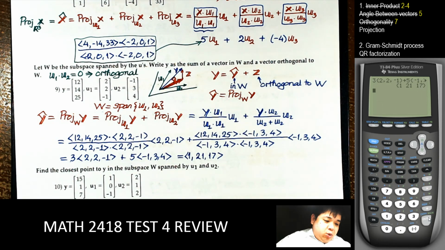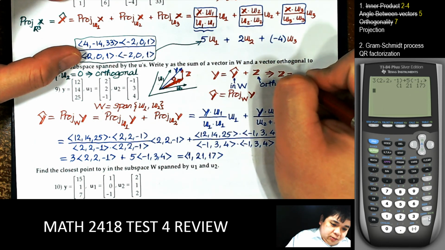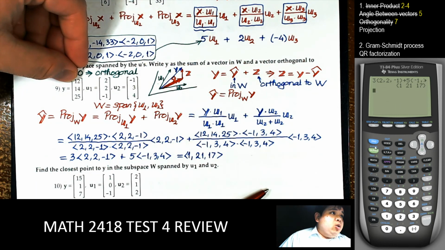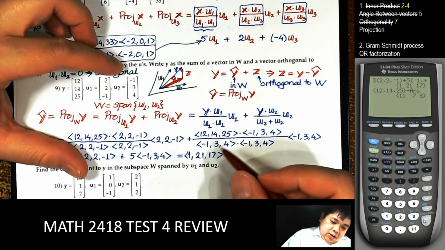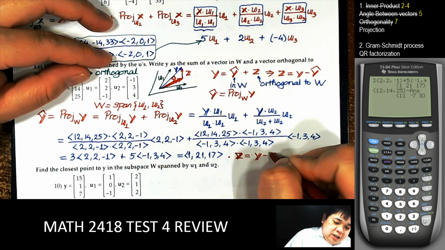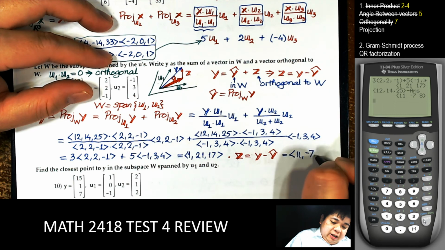That is y hat. Next, since y is equal to y hat plus z, we can say z is equal to y minus y hat. Vector y is 12, 14, 25 minus the y hat. This is y hat, so it is minus the answer there. So I just write that here. z equals y minus y hat. If we do that, we have 11, negative 7, and 8.